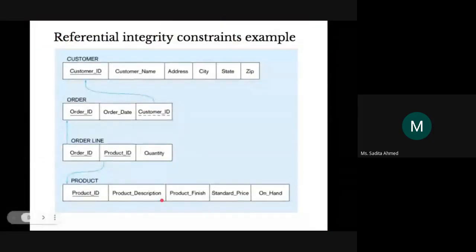I will represent each relation in a rectangular box, with smaller boxes inside separated by partitions. In each cell I will put the names of the attributes, and on top of the relation, the name of the relation. The customer relation here, for example, has customer ID, which is underlined, and then the rest of the attributes: customer name, address, city, state, in separate cells. The order relation, we have the order ID primary.